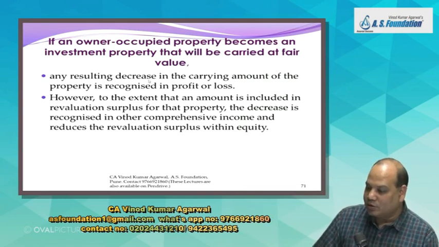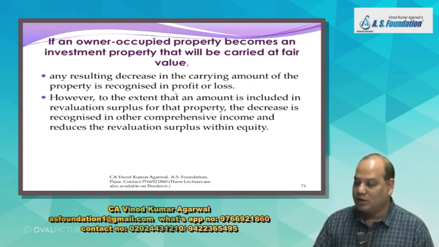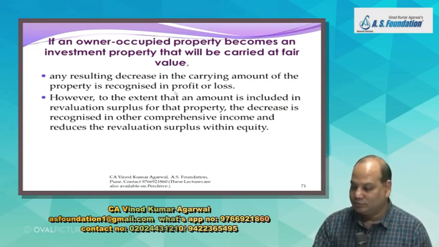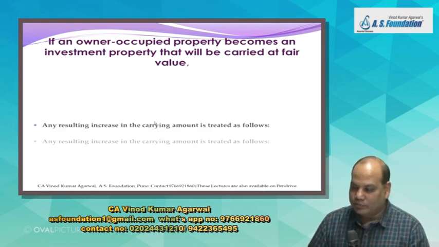And what about decrease? Decrease is your loss. So decrease will be transferred to profit and loss. However, you have learnt in IAS 16, if an asset is revalued earlier upward, and then there is a decrease, then the decrease is recognized in other comprehensive income and reduces the revaluation surplus within the equity.